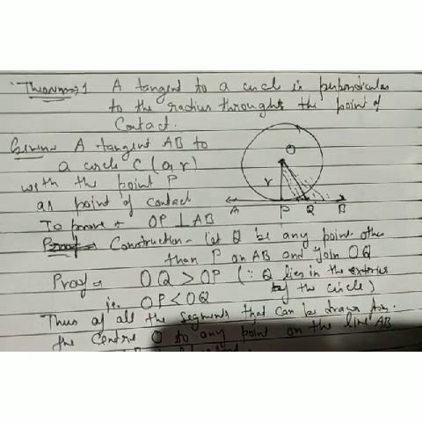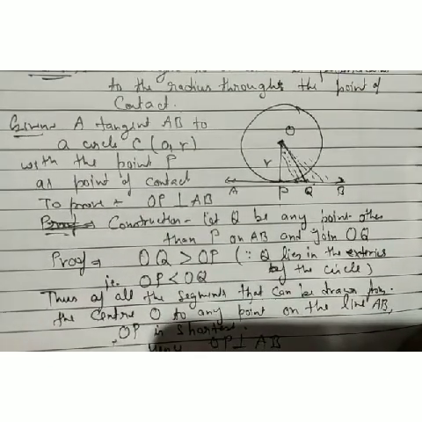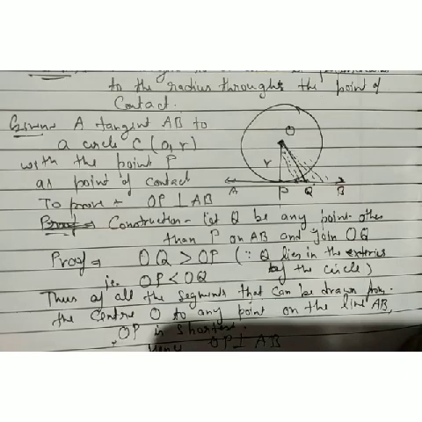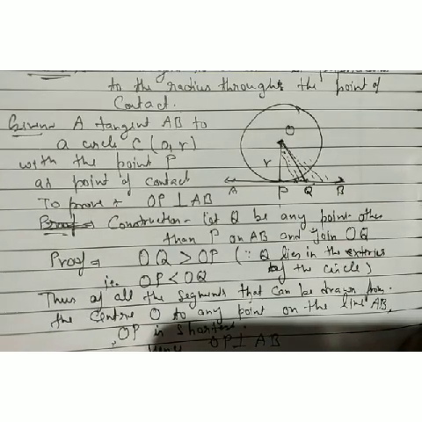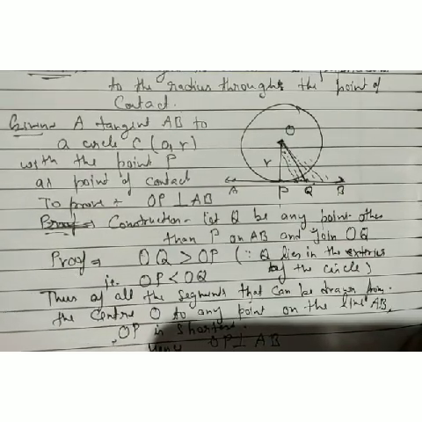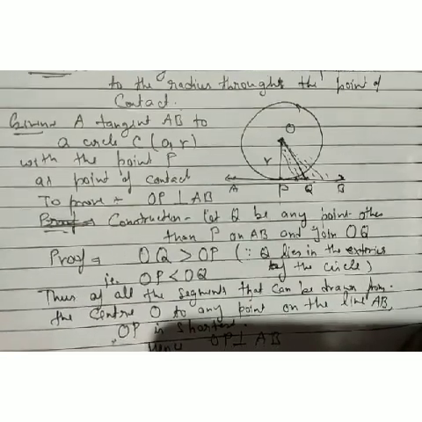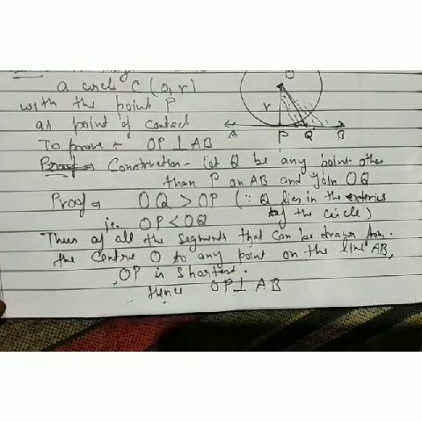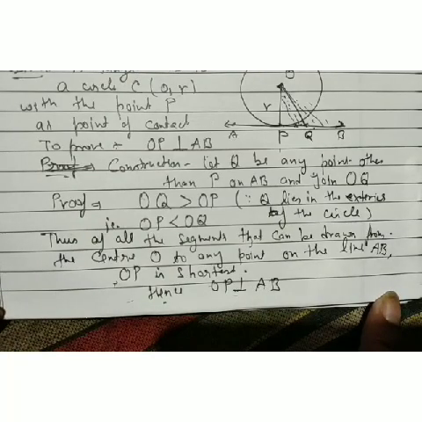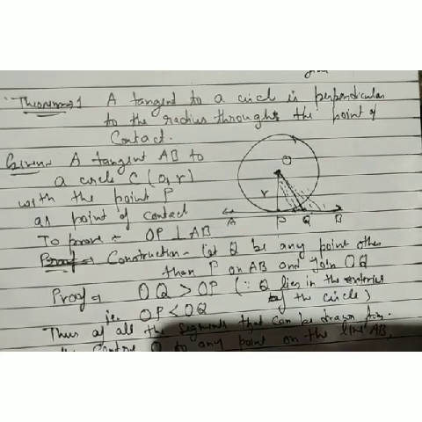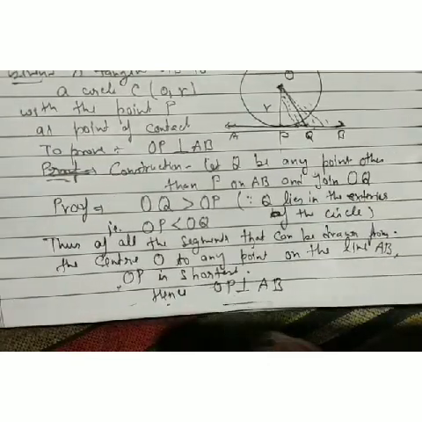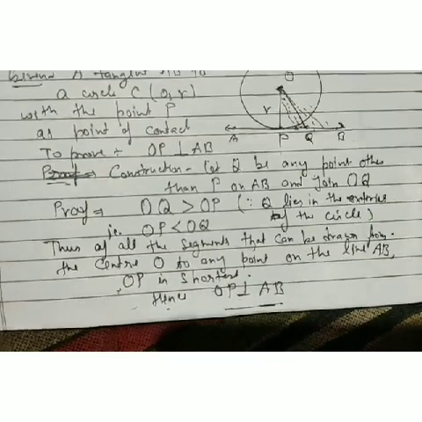That means our OP is the shortest among all the lines we have taken from the center O to our tangent AB. Our OP is the shortest line, and we know that the shortest segment that can be drawn from a given point to a given line is the perpendicular. Hence, using our basic concept, we prove that our OP is the shortest among all of OQ, OM, ON. Hence, our OP is perpendicular to AB. This is the proof of our first theorem.